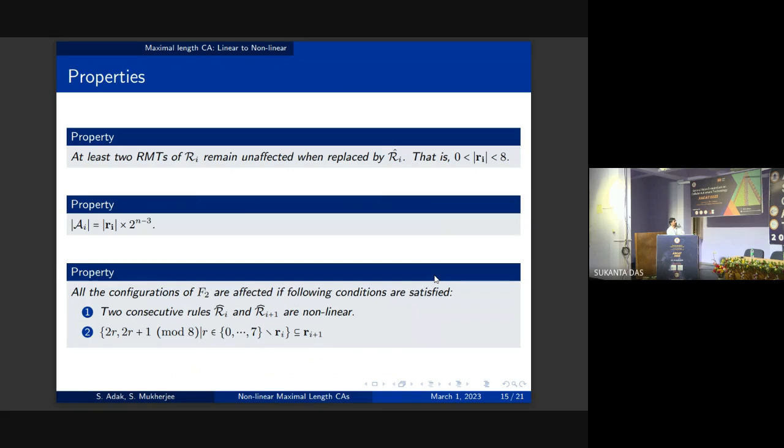These are some properties of affected configurations. The first is that at least two RMTs remain unaffected when you replace a rule. That means, of the total 8 RMTs, the maximum number of affected RMTs will be 6. The second is to calculate the total number of affected configurations, which we derive from the number of affected RMTs. And the third is the condition where all the configurations are affected. When we replace one rule and all the configurations are affected, we reach the worst case. So we have to follow these properties when we replace the rules.